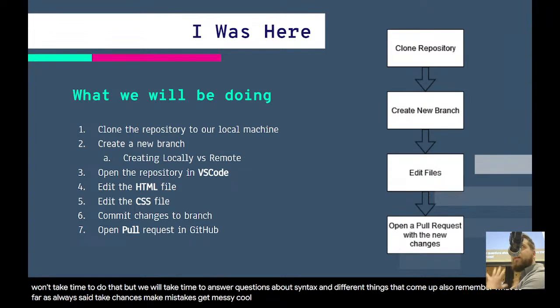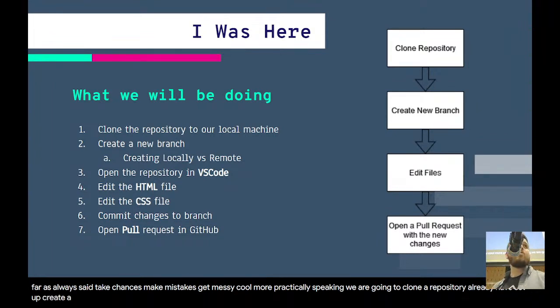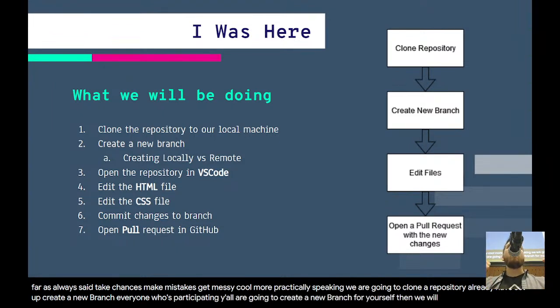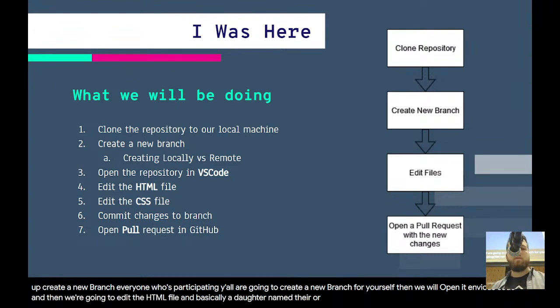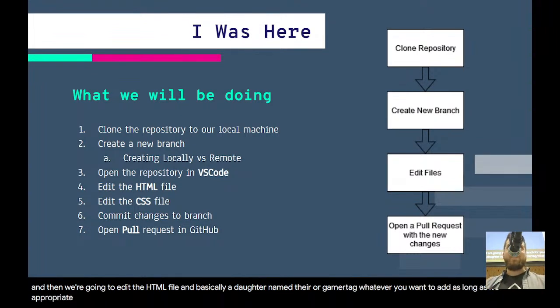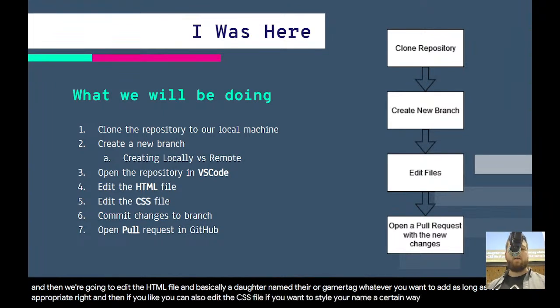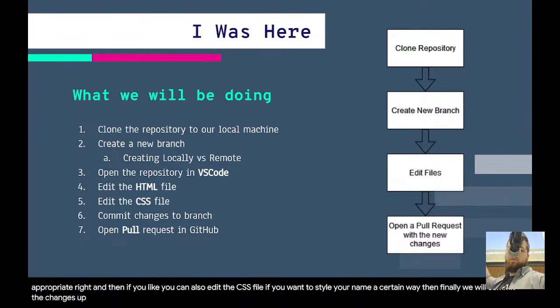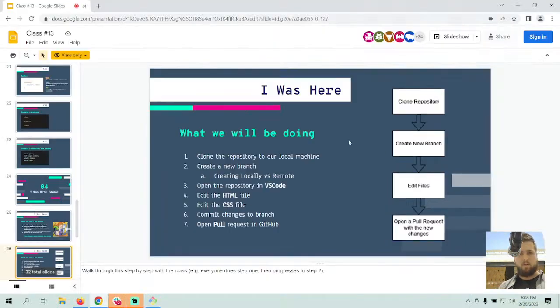Cool. More practically speaking, we are going to clone a repository I already have set up, and create a new branch. Everyone who's participating, you're going to create a new branch for yourself. Then we will pull down the code, open it in VS Code, and edit the HTML file and basically add our name there, or gamer tag, whatever you want, as long as it's appropriate, right? And then if you like, you can also edit the CSS file if you want to style your name a certain way. And then finally, we will commit the changes to the branch and push the changes up to GitHub. Right, so there's a lot of steps, so we'll try to keep an even pace here.